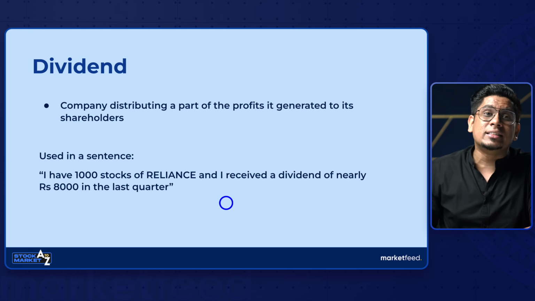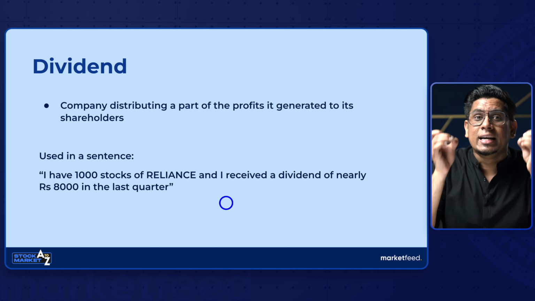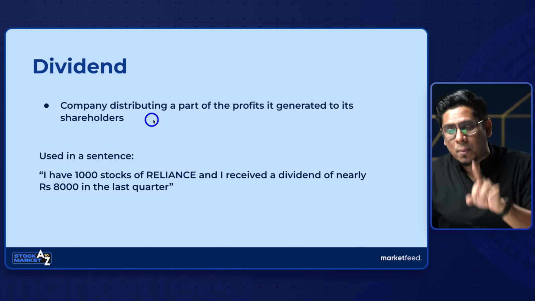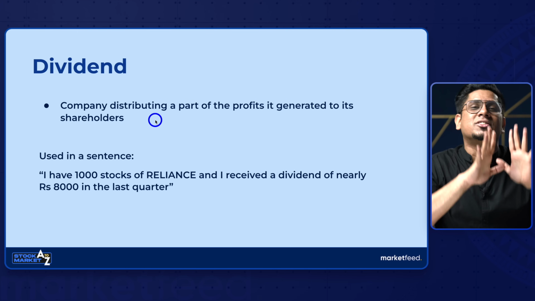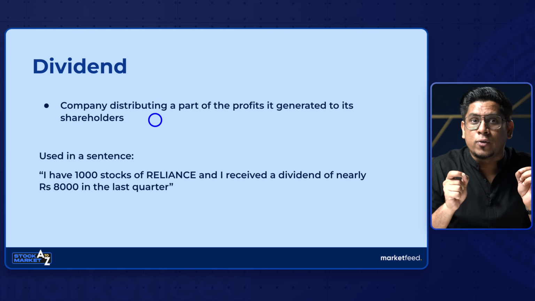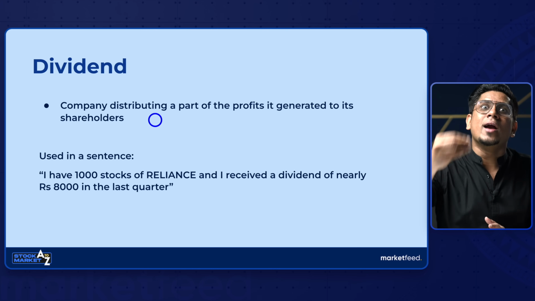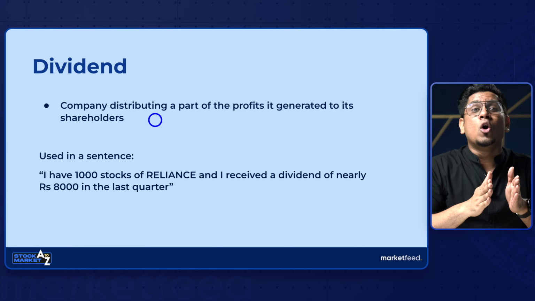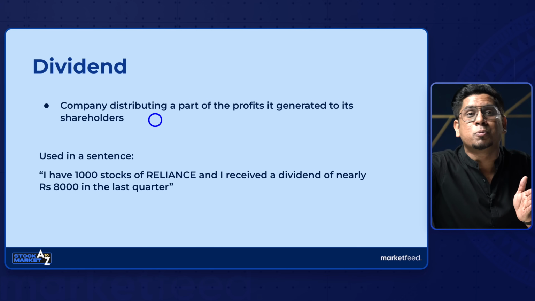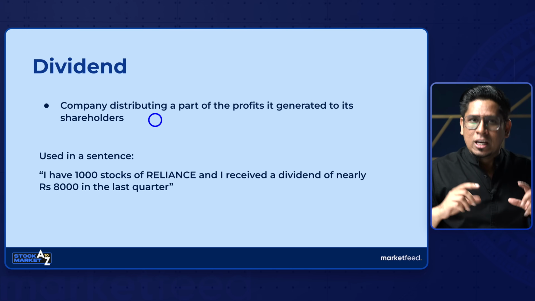The next term we should understand is dividend. I hope you all have a basic understanding of what dividend is. Dividend is basically a company distributing a part of the profit back to its shareholders. A part of the profit. Now, this is purely discretionary. Say a company made profits of 1 lakh crores a year. Now, it's up to the company to decide if it wants to distribute the entire 1 lakh crores profits back to its shareholders or just 1,000 crores from it. So, it is up to the company.